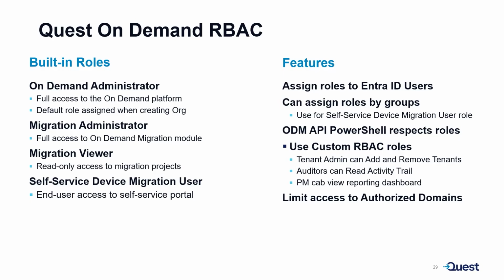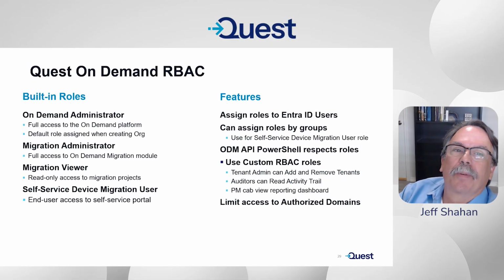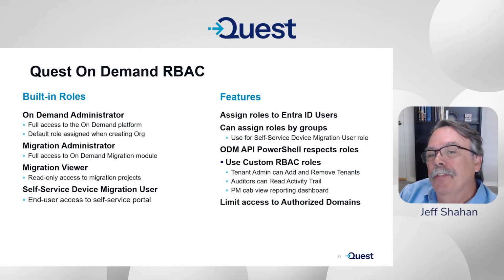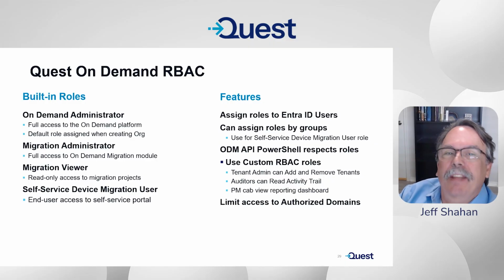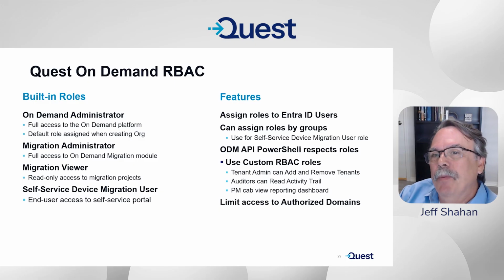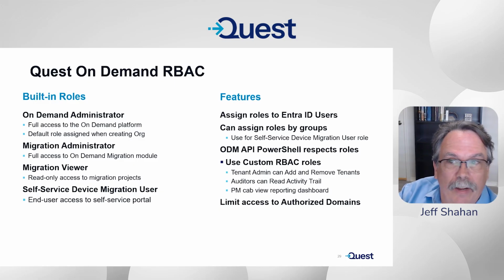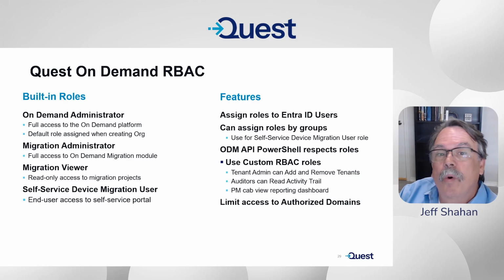Some of the features of the RBAC: you can assign Entra users the roles, or you can assign groups the roles. The group was designed for the self-service migration, but it can be done for users as well. We also have a PowerShell cmdlet, and that respects those RBAC roles and what functions you can do. The RBAC roles are granular enough, down to the task and type. So you could limit whether somebody can do a full discovery or just a discovery by file or just a rediscovery of already discovered objects.